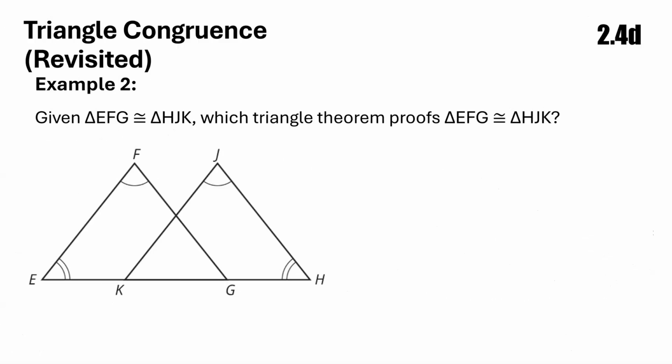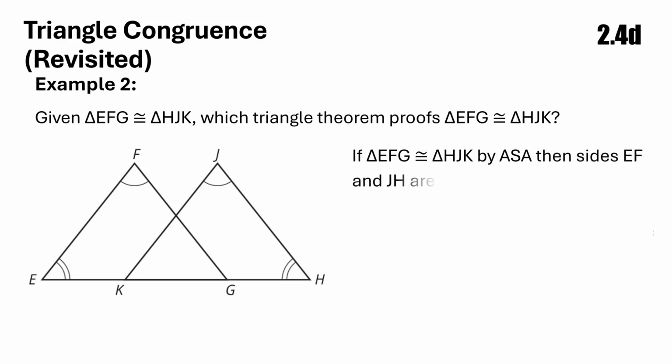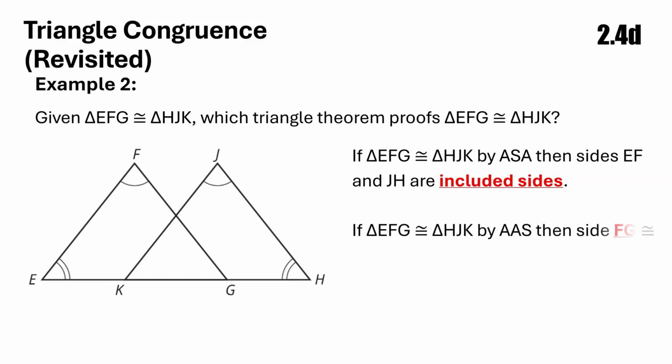The second problem asks to determine which triangle theorem proves that triangle EFG and triangle HJK are congruent. Currently, there is not enough information to solve this problem. However, if triangle EFG is congruent to HJK by angle side angle, then sides EF and JH are included sides. If triangle EFG is congruent to HJK by angle side angle, then side FG is congruent to JH or side EG is congruent to HK.